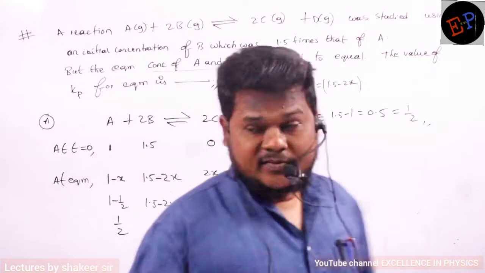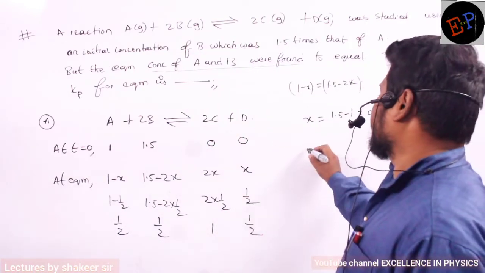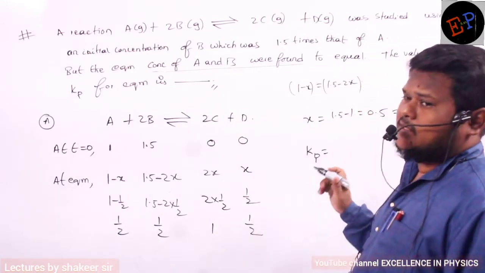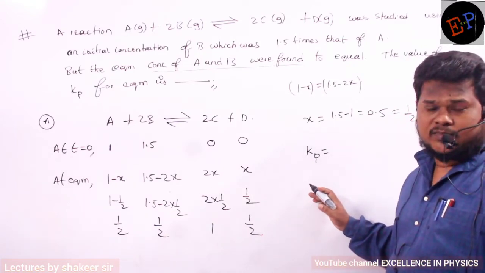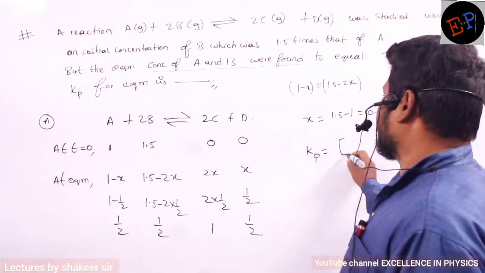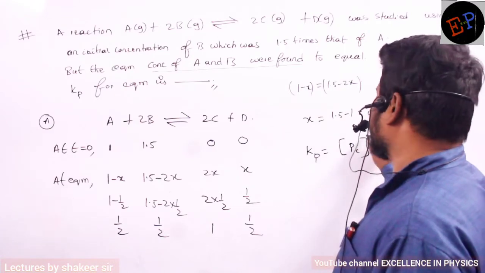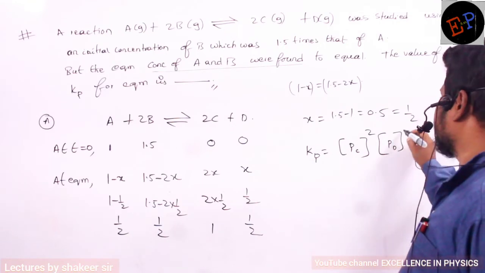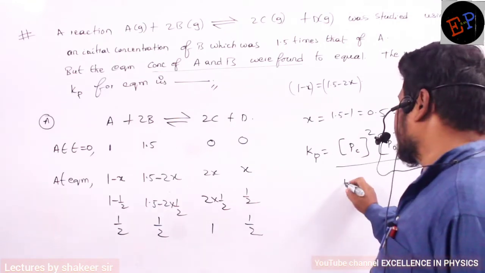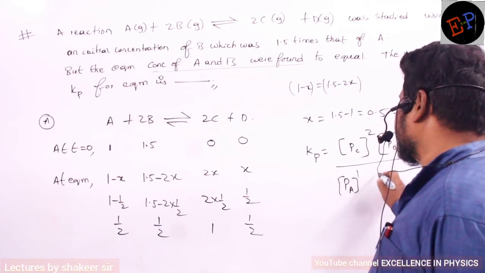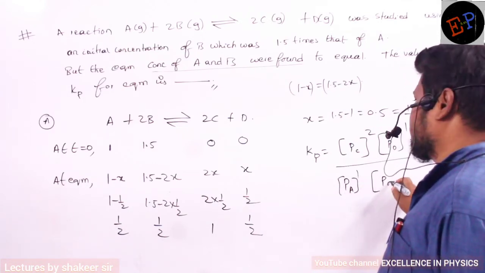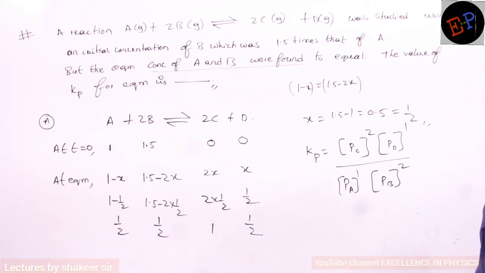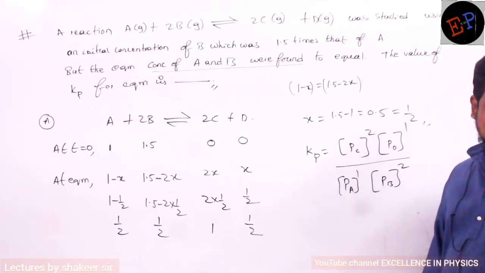Now substitute in the equation of pressure Kp. Kp, how can I write? This is the equilibrium constant in terms of pressure. So pressure of C to the power of its stoichiometric coefficient multiplied by pressure of D to the power of its stoichiometric coefficient, divided by pressure of A to the power of its stoichiometric coefficient multiplied by pressure of B to the power of its stoichiometric coefficient. Very good. Are you able to understand?